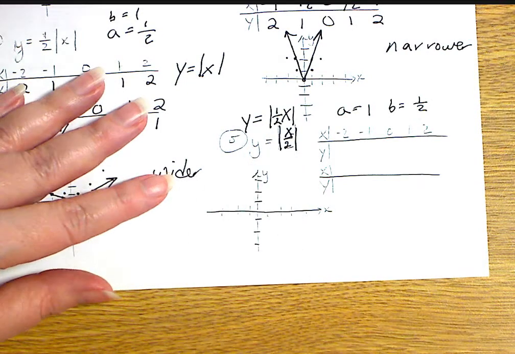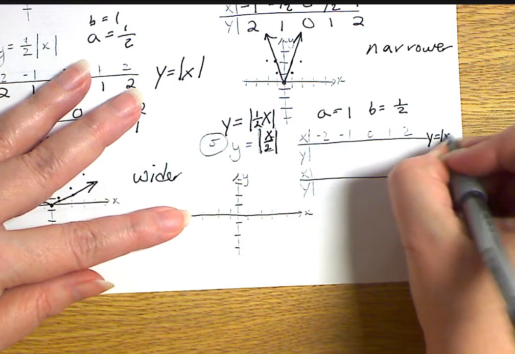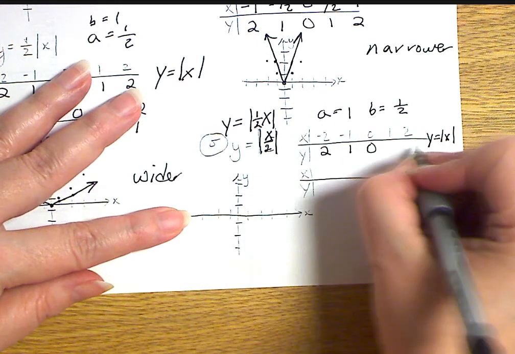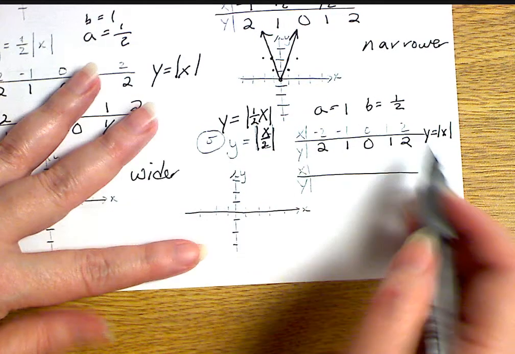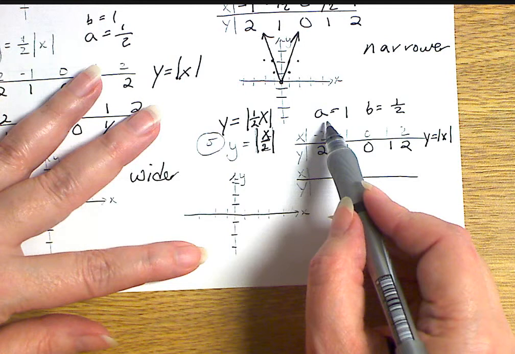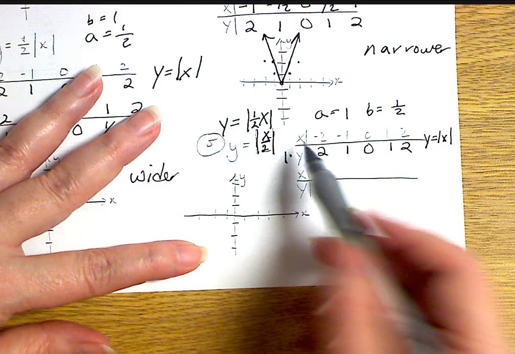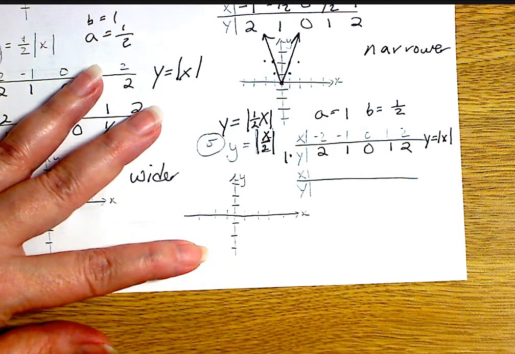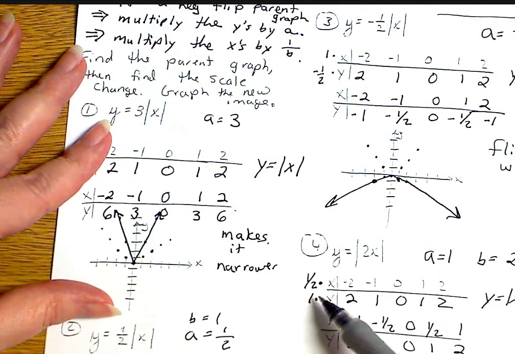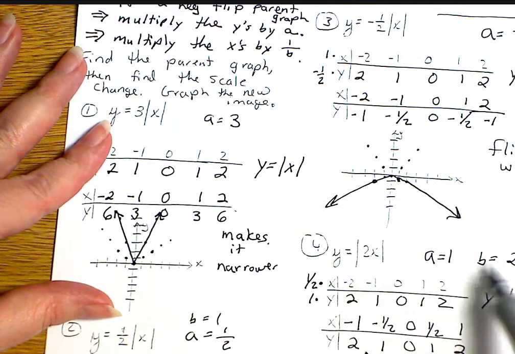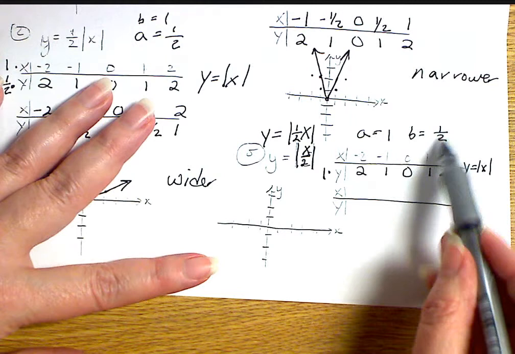Okay. All right. So parent graph is 2, 1, 0, 1, 2. It's the absolute value. You multiply A by my y's, so our 1 is y's. X's are the reciprocal of b though. Why? Because that's how it was. Look at, when b was 2, what did we multiply by? 1/2. It's the reciprocal of b. So the reciprocal of 1/2 is 2.